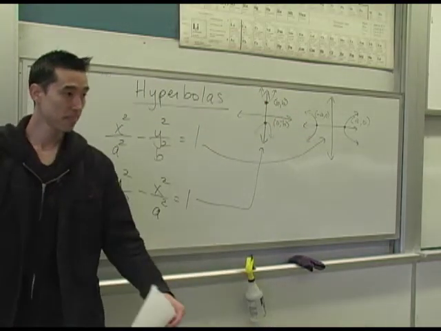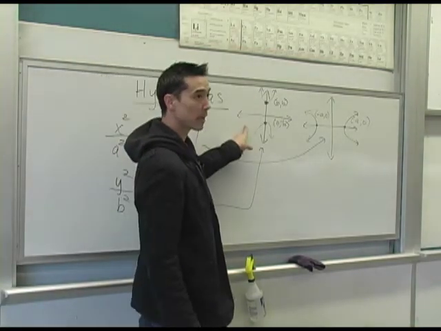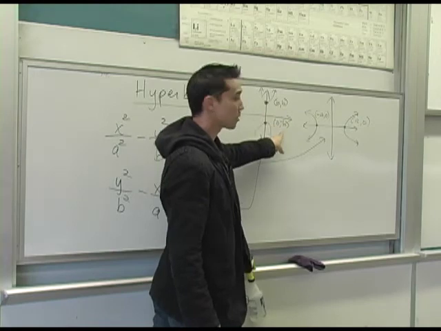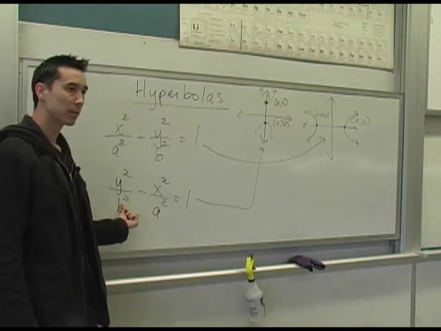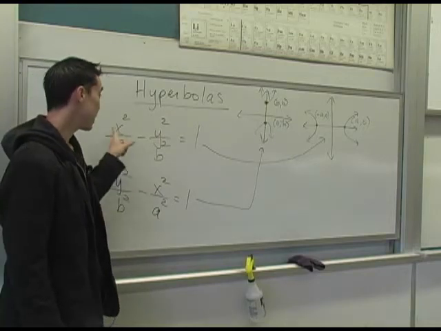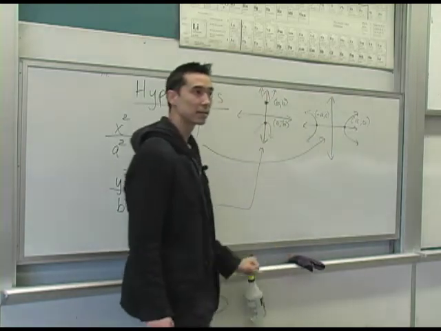So if the y is positive, you get the up and down graph, and the intercepts are with the b. What's under the y? Similar to an ellipse in that point. And if the x is positive, you get left and right, and the x-intercept is the a.